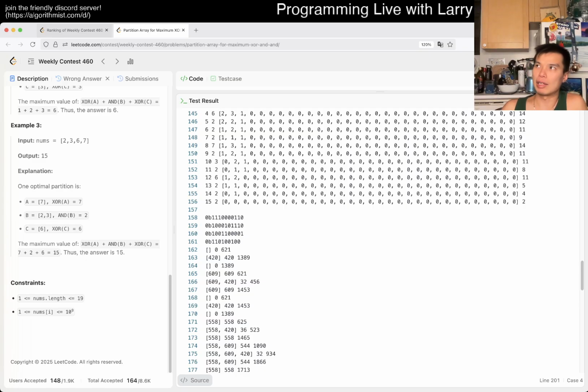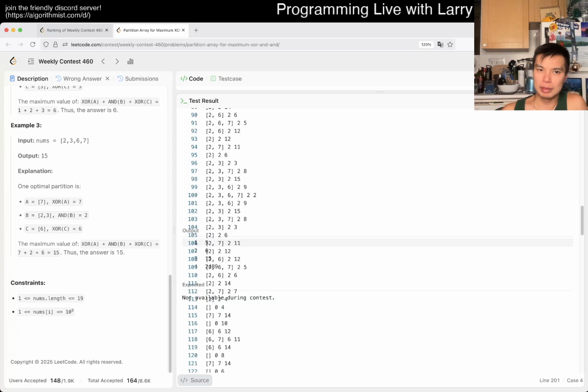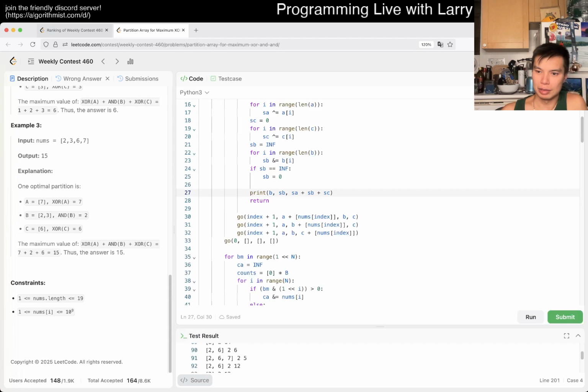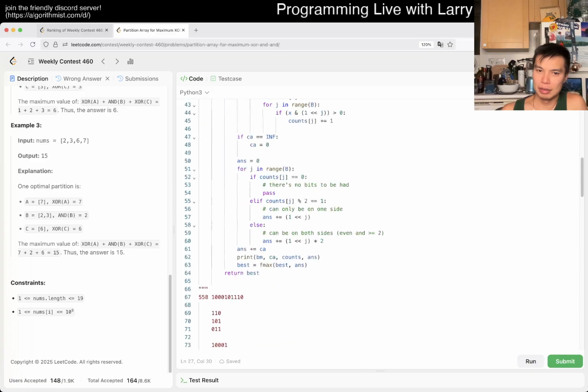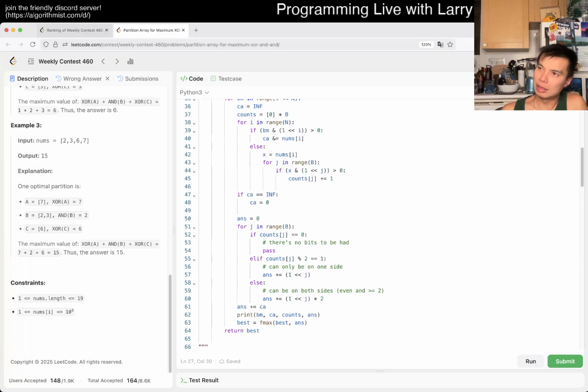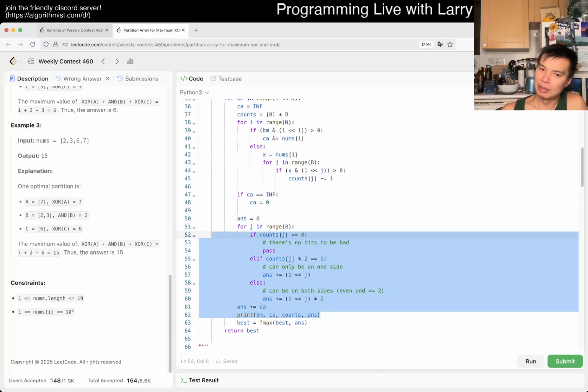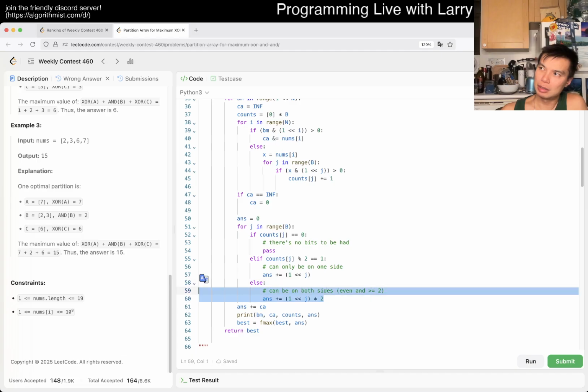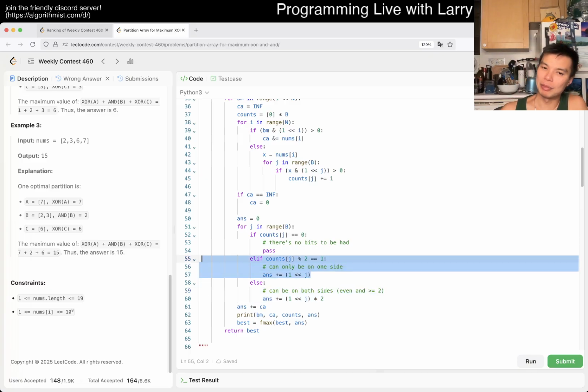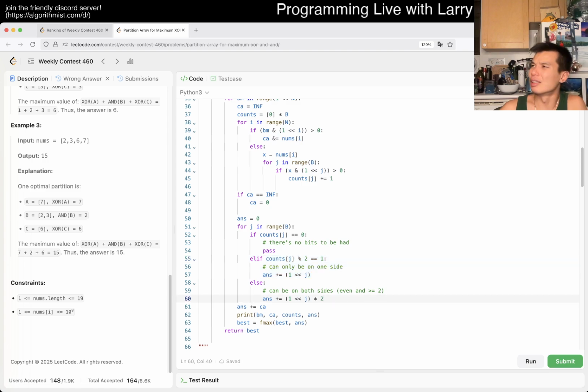Okay, let's think about it backwards, right? So basically what this is saying is that if we want to optimize for this, we want it to be on both sides, right? In this case where it could be on one side, maybe we can throw away a number to the end, but that doesn't even seem like it would make sense.